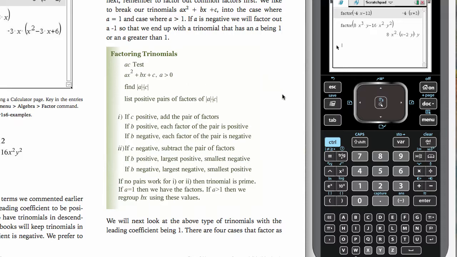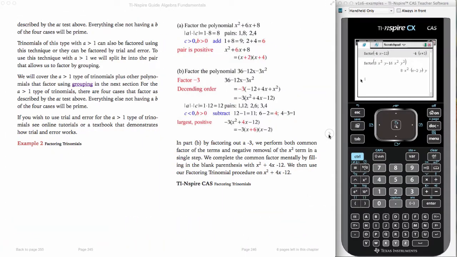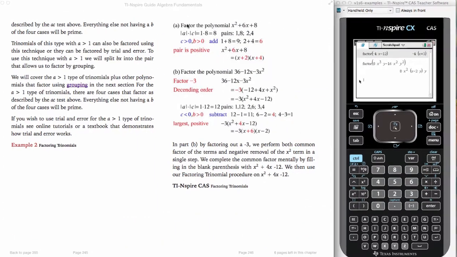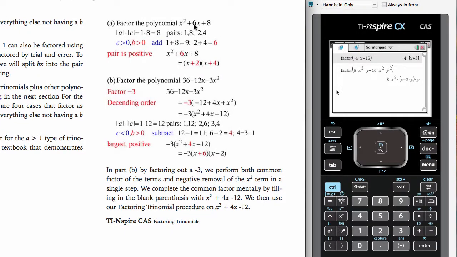Let's turn to the next page and take a look at the case where a is equal to 1. So we're going to take a look at x squared plus 6x plus 8, and we're going to take a look at where we have minus 3 times x squared plus 4x minus 12. Let's go back to part A.